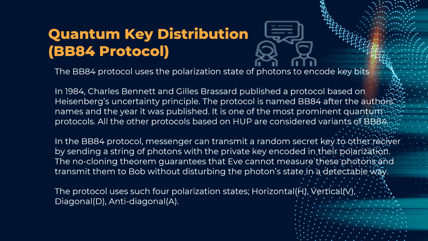In the BB84 protocol, there are two messengers that can transmit their messages as random secret keys by sending a string of qubits or photons with the private key encoded in their polarization. We are going to discuss the third party involvement in quantum cryptography in the later slides. The protocol uses four polarization states: horizontal, vertical, diagonal, and anti-diagonal.